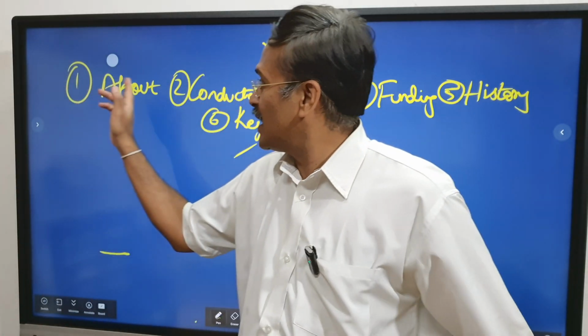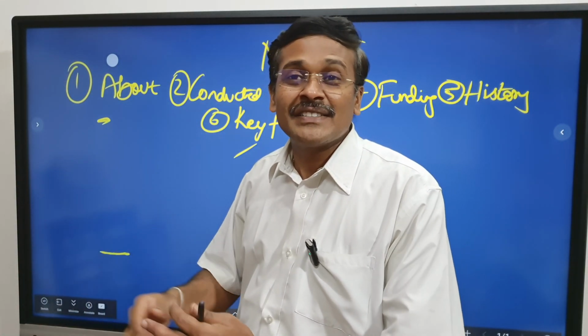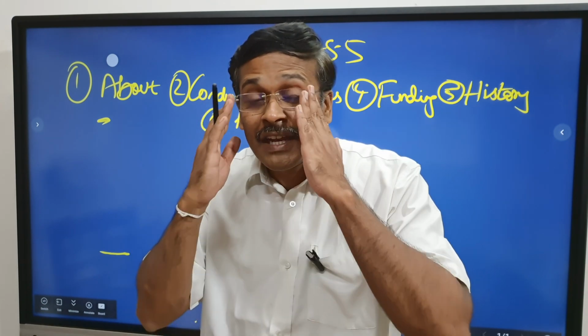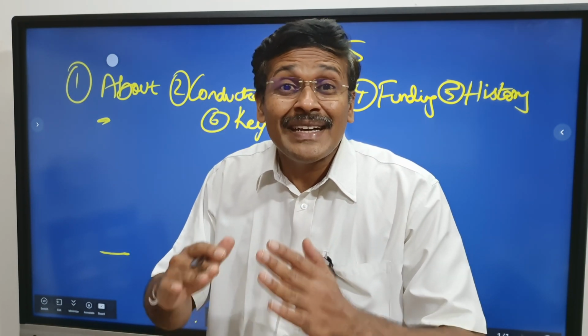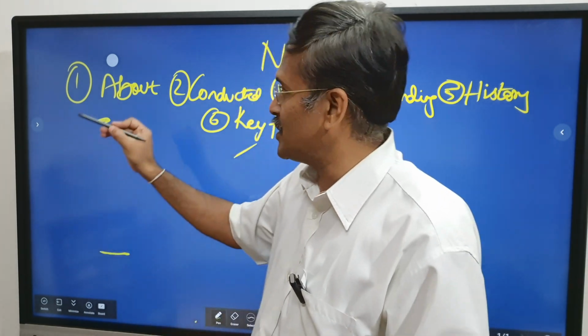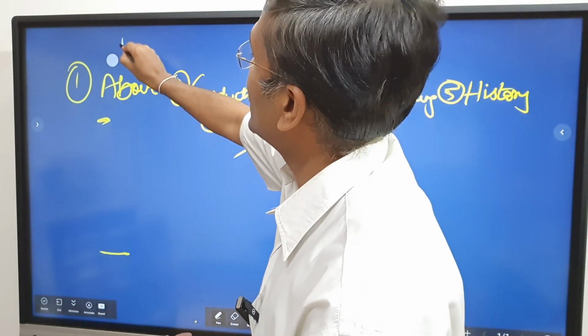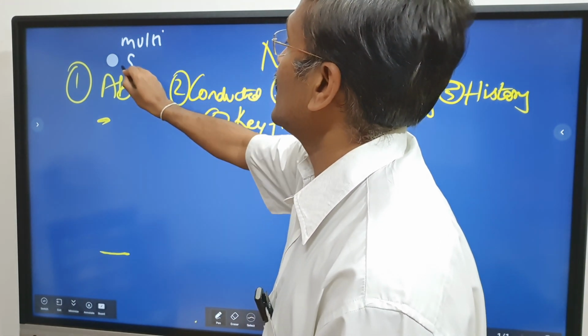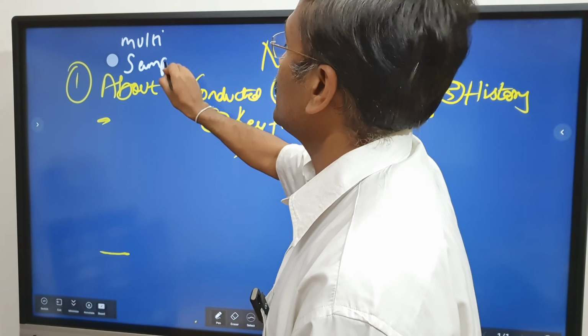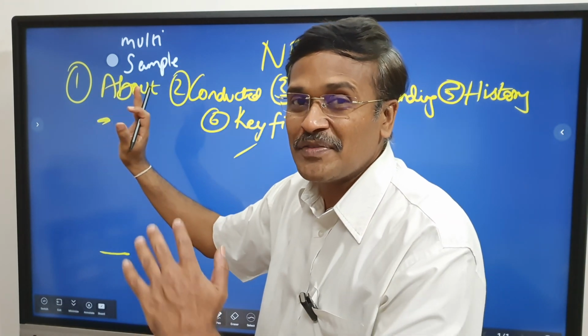So first one is, what is National Health Survey? National Health Survey is a large scale country level multi-round survey conducted in a representative sample of the population. So the key points here is, it is a multi-round survey, large scale, and it is conducted in a representative sample. That is the first point.